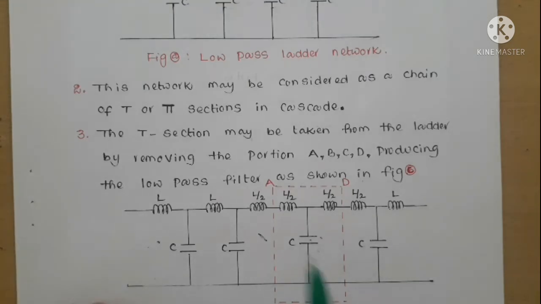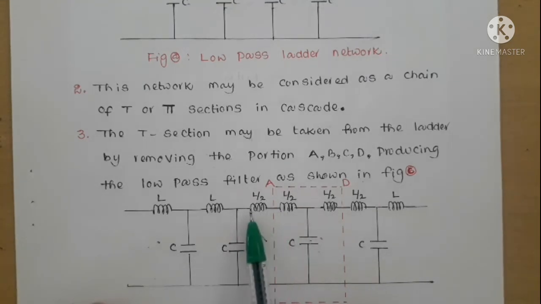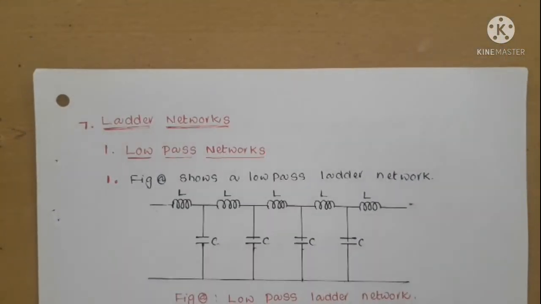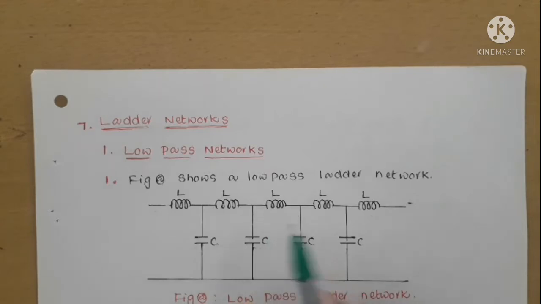So for one L, I am representing that with L by 2 and L by 2. L by 2 and L by 2 in series is nothing but L. Here also L by 2 and L by 2 in series is L, and I am not disturbing the capacitor. I am taking only one capacitor. Here is the low pass ladder network. To take out a T section or pi section, first we have to split.